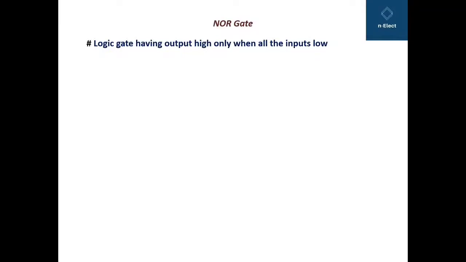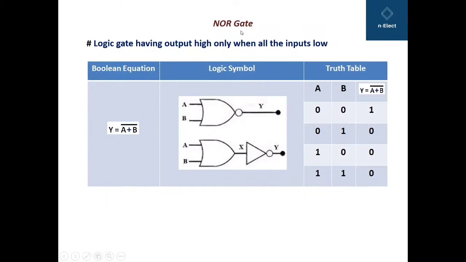Moving on to another universal gate, that is NOR gate. It is a logic gate having output high only when all the inputs are low. It behaves exactly in opposite manner to that of OR gate. The Boolean equation for the NOR gate is Y equals A plus B whole bar, while the logic symbol can be represented as OR gate followed by a NOT gate or an inversion which is represented by a bubble. As separate gates you can show here OR gate and then NOT gate.